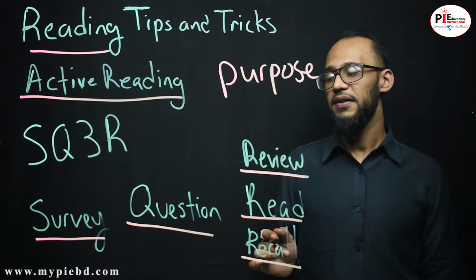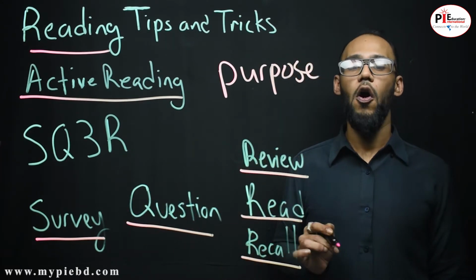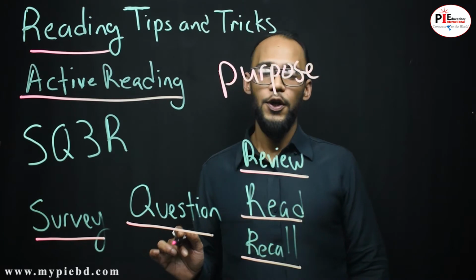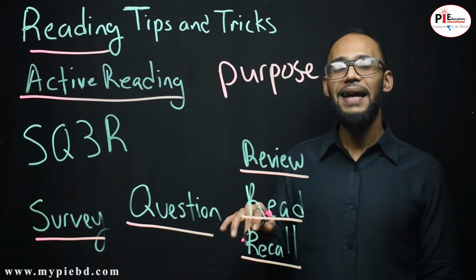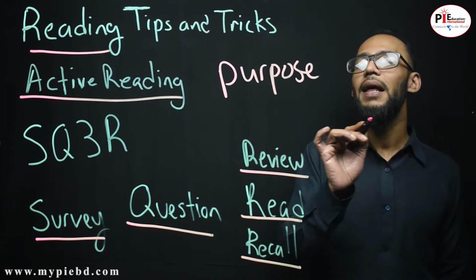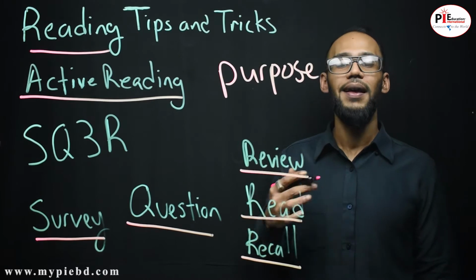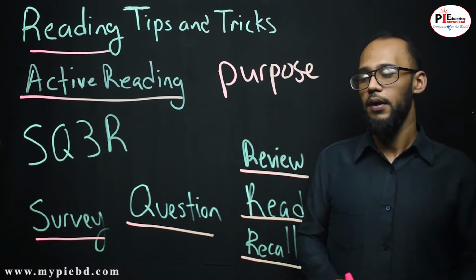SQ3R. Now that stands for Survey, Question, Read, Review, and Recall. Survey. Survey is when you skim through the document and try to get the main idea. So all you have to do is skim, which means read the first line and the last line of each paragraph and just kind of get the general idea behind the passage.